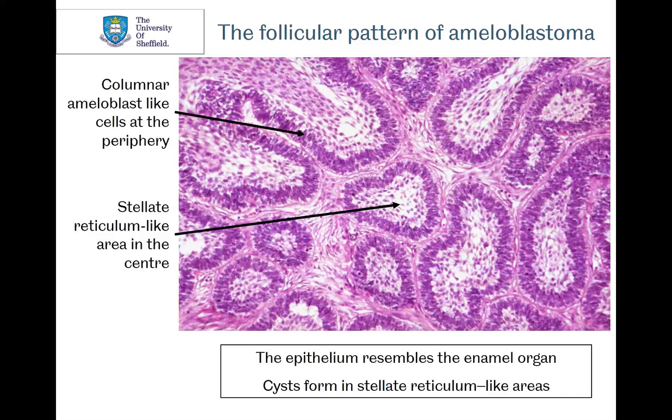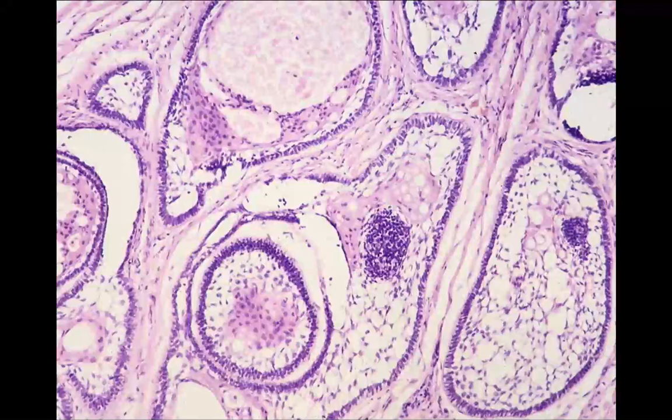And when you get cysts forming in a tumour that's dominated by follicular pattern, it's actually cystic breakdown in the stellate reticulum-like areas that allow the cysts to develop. And you see another example of follicular ameloblastoma with the cells lined up around the outside, a predominant stellate reticulum-like appearance, and in fact, the island towards the top of the picture is beginning to break down into a small cyst.